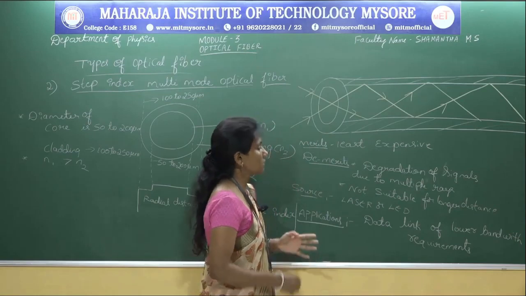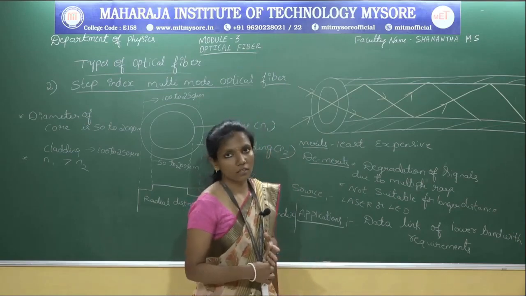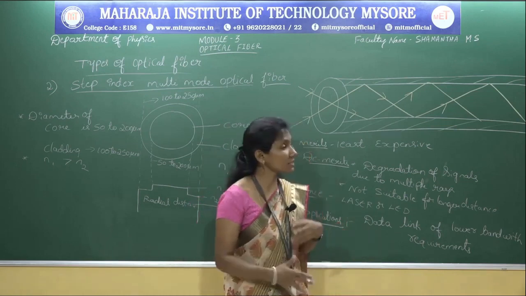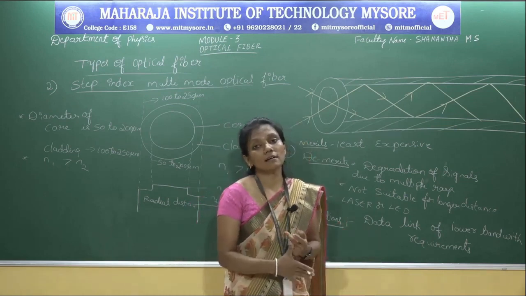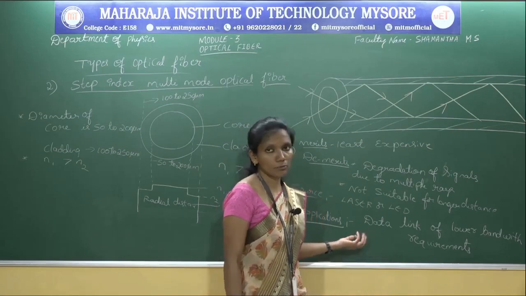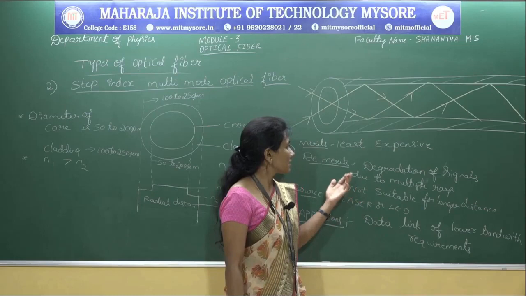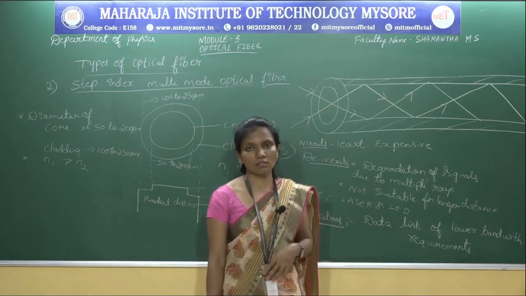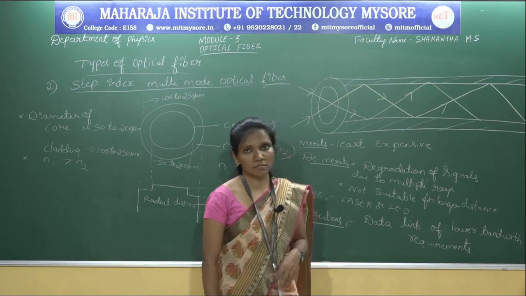And here also, splicing is difficult. If any damage happens due to rain and so on, it's difficult to splice the parts, so it is also expensive. But compared to the single mode optical fiber, this is less expensive.